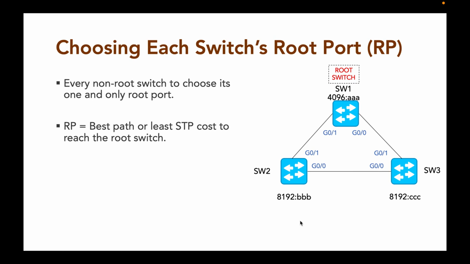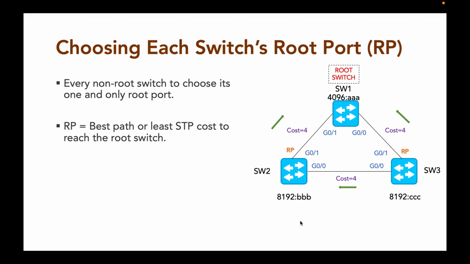So let's take a topology where switch 3 has two possible physical paths to forward the frame to the root switch: the direct path to the right and the indirect path to the left through switch 2. As you can see, the cost over the direct path out of switch 3's Gi0/1 port has a total cost of 4, and the other path has a total cost of 4 plus 4, that is 8. So switch 3 picks its Gi0/1 as the root port, as it has the least cost path to send frames to the root switch. And similarly, switch 2 chooses Gi0/1 as its root port.